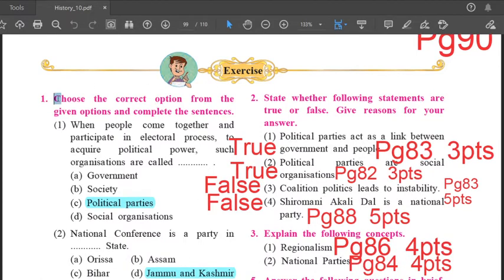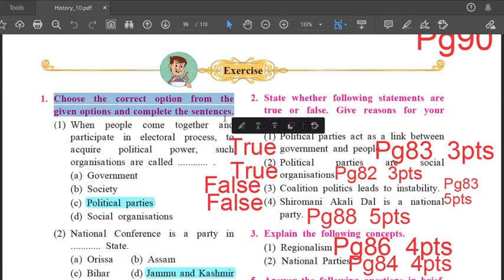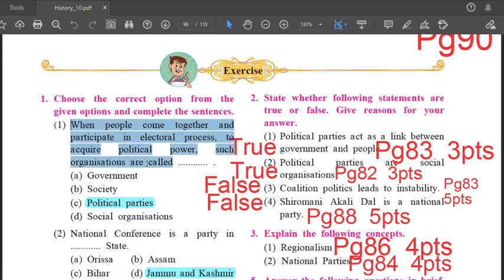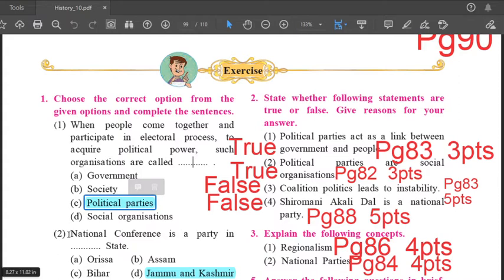Question number 1. Choose a correct option from the given options and complete the sentences. The first one. When people come together and participate in the electoral process to acquire political power, such organizations are called dash. The answer is political parties.